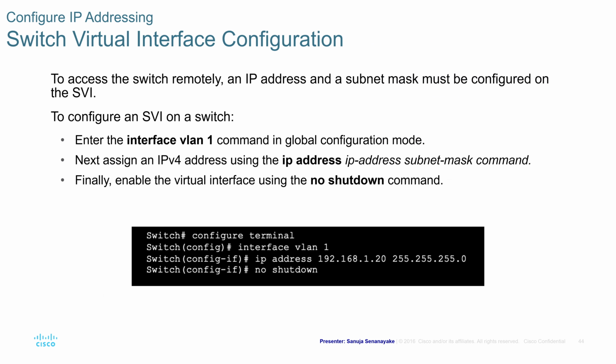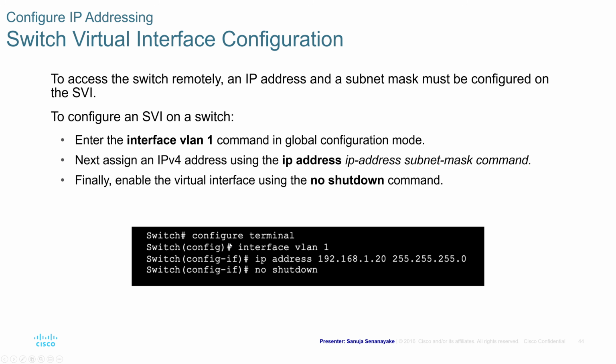Switch virtual interface configuration is the one we're going to look at next. To access the switch remotely, an IP address and subnet mask must be configured on the SVI, or the switch virtual interface. To configure an SVI on a switch, you enter the interface VLAN 1 command in global configuration mode. Next, assign the IPv4 address using the ip address command and the user input associated with it.